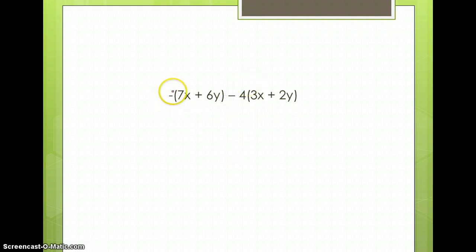We'll always work with your parentheses first. So we have a minus sign outside of parentheses that needs to be distributed, and we have a -4 that needs to be distributed. Hopefully you're working along with me here. You can start to check your work. Negative times 7x would be -7x. And then we have a negative sign times a positive 6y. So we'd be at -6y.